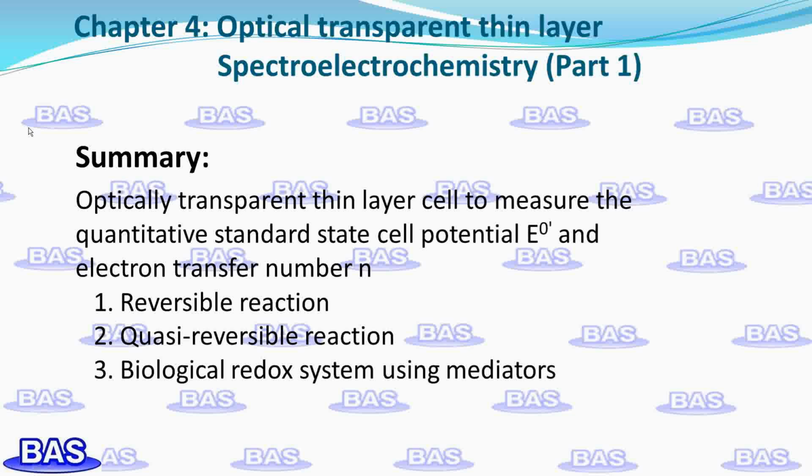We will introduce the measurement of optically transparent thin layer cell to obtain the quantitative standard electrode potential and the electron transfer number. This chapter will be divided in 3 parts, as follows. 1. Reversible reaction. 2. Quasi-reversible reaction. 3. Biological redox system using mediators.